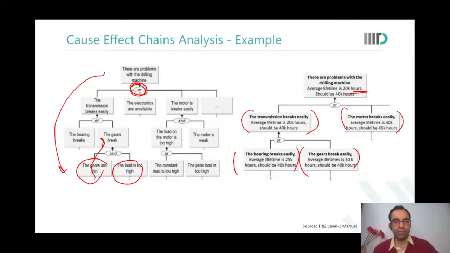Any further questions on CECA, please? Yes, समझ में आ गया.